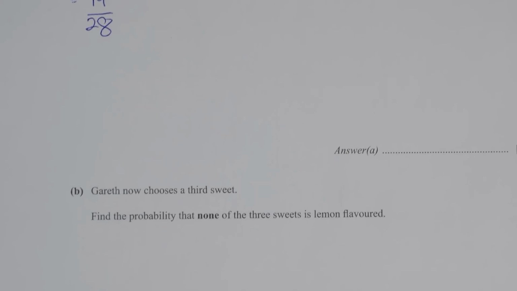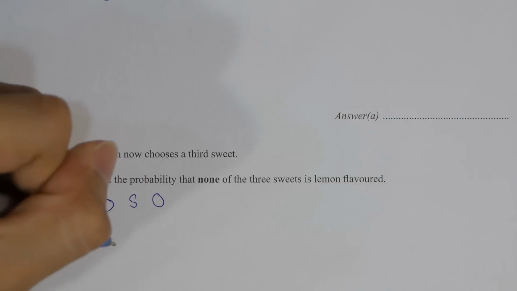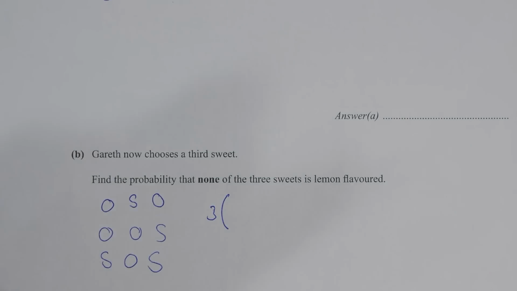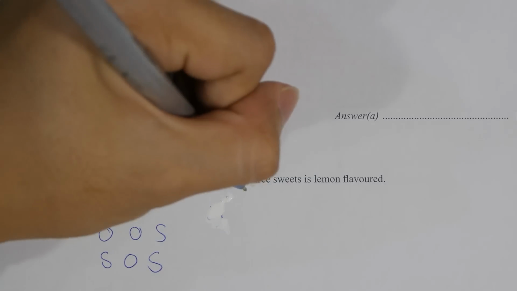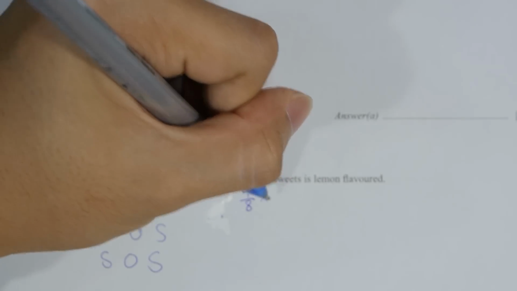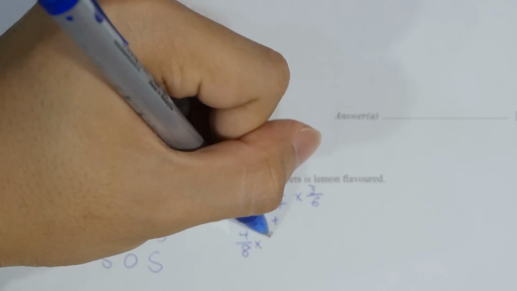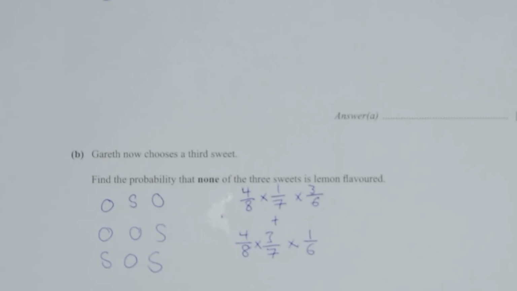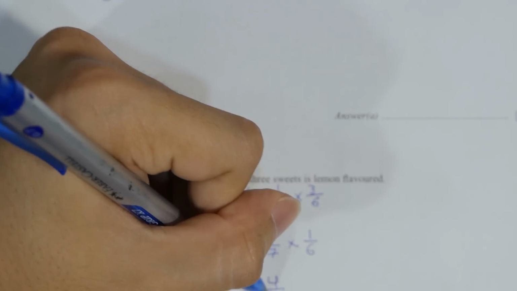For part B, choose a third sweet. Find the probability that none of the sweets is lemon flavored. There are only 3 possible outcomes: orange, strawberry, orange; orange, orange, strawberry; or strawberry, orange, orange. Write down the probabilities, and you will get the answer as 5/28.